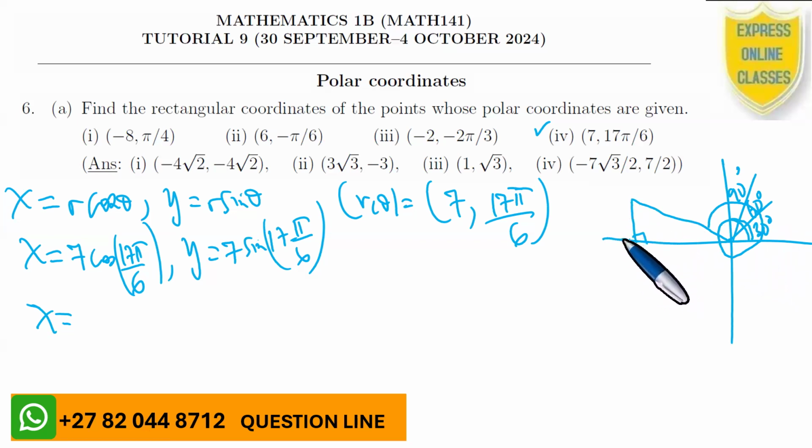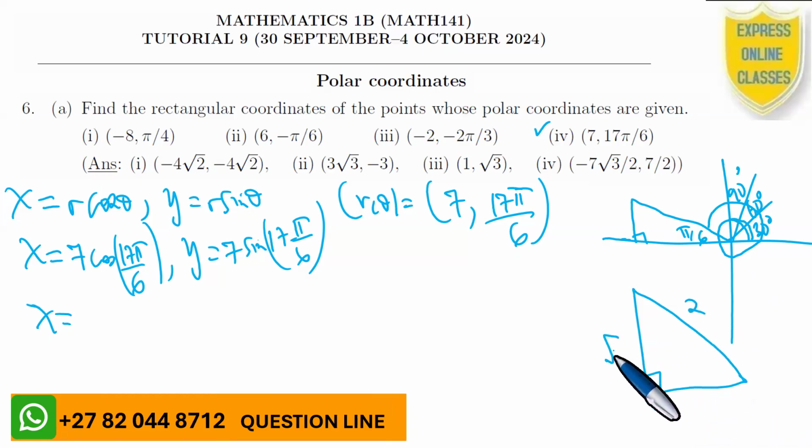So you have this sitting here. If this is pi over 6, then you're back to saying, okay, this gives us a pi over 6. You have 2, the square root of 3, pi over 6, pi over 3.